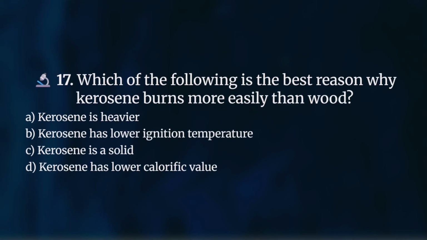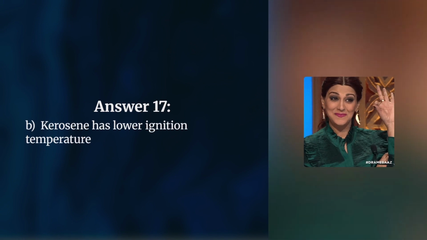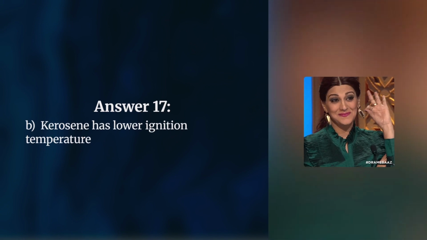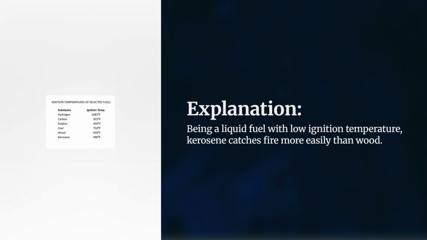Question number 17. Which of the following is the best reason why kerosene burns more easily than wood? Options are A. Because kerosene is heavier, option B. Kerosene has lower ignition temperature, option C. Kerosene is a solid, or option D. Kerosene has lower calorific value? The correct answer is kerosene has lower ignition temperature. Being a liquid fuel with low ignition temperature, kerosene catches fire more easily than wood.